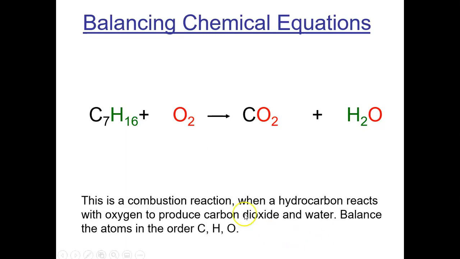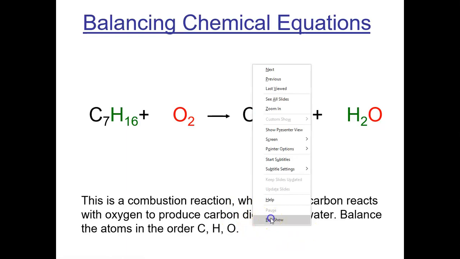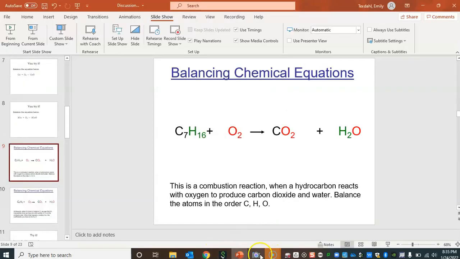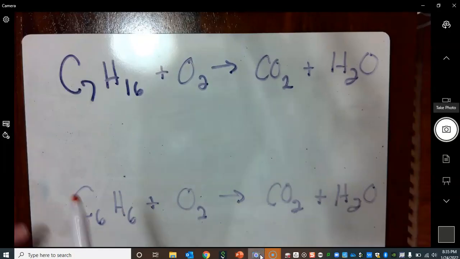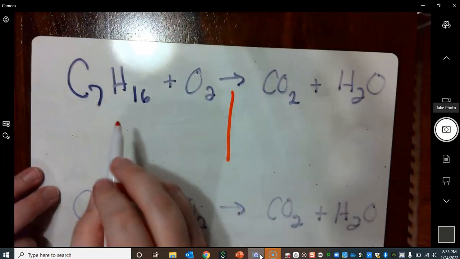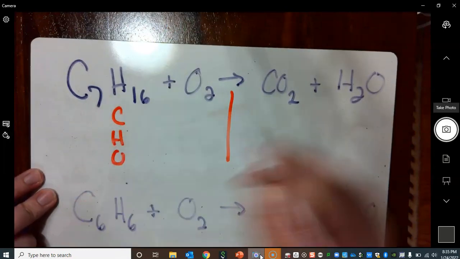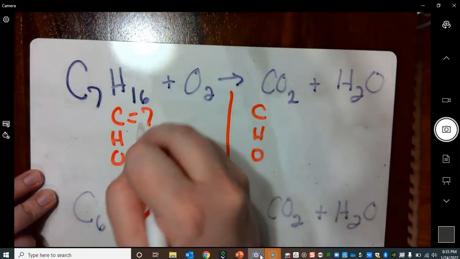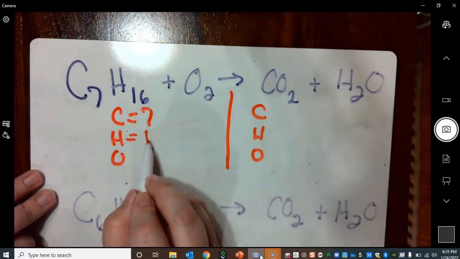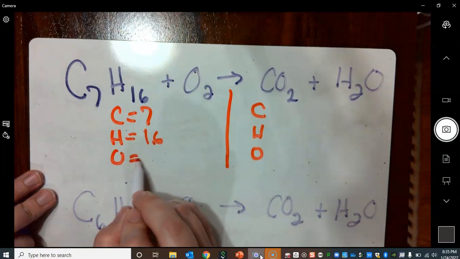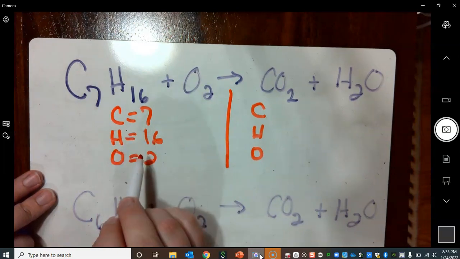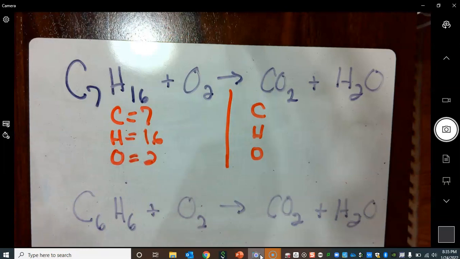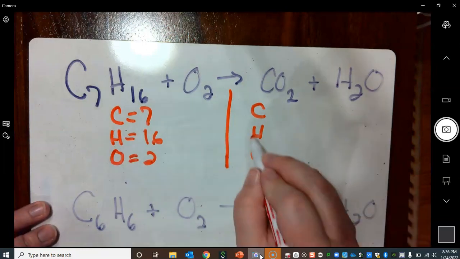Okay, so let me show you on the whiteboard how you would set this up. All right, so when I look at my inventory, again, I'm going to write it as CHO because that's the order that I know I want to balance in. I have 7 carbons, I have 16 hydrogens, and I have 2 oxygens. So as you can see, these numbers are going to get pretty big. They might be bigger coefficients than you're used to seeing.